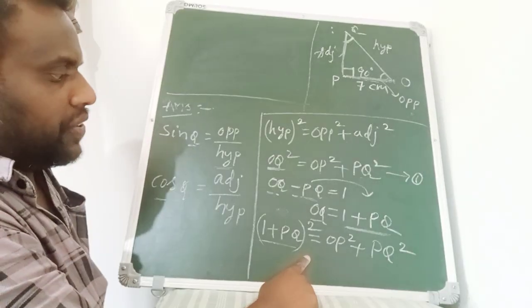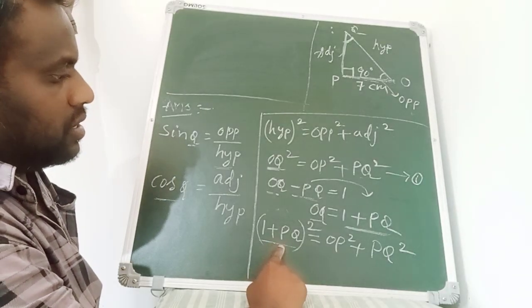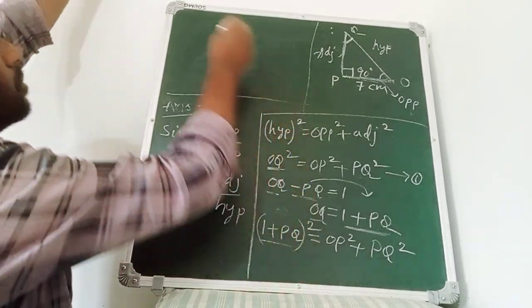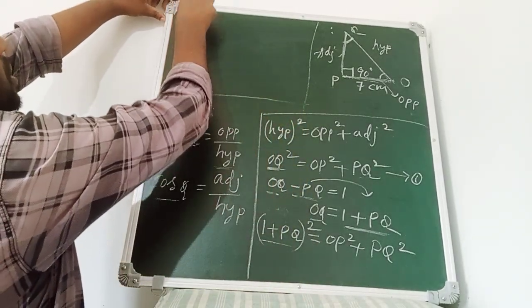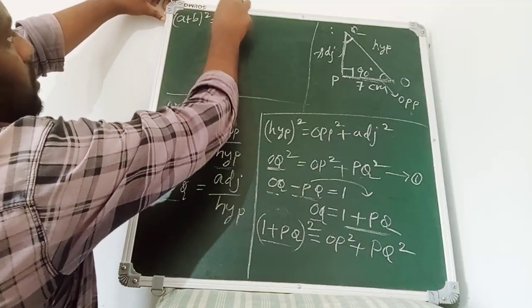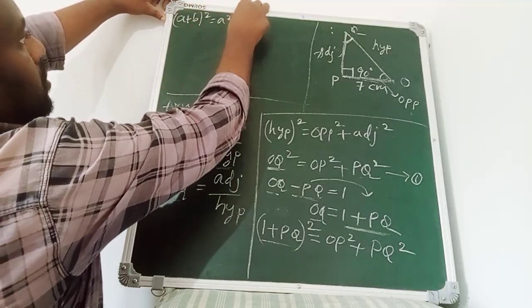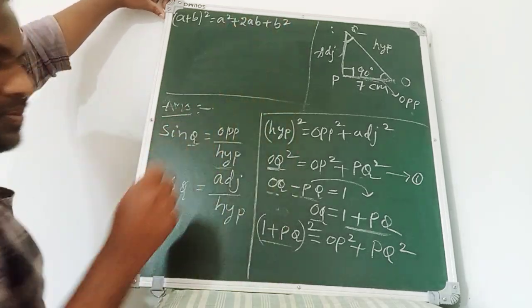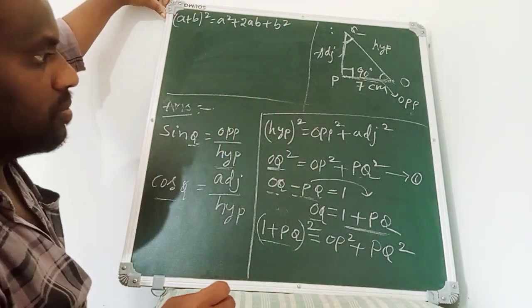Now we have this equation. See, this is in the form of (a + b) whole square. We have a formula, right? (a + b)² is equal to a² + 2ab + b². Correct?